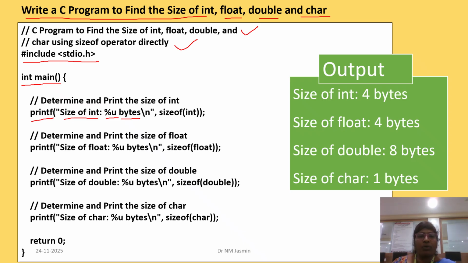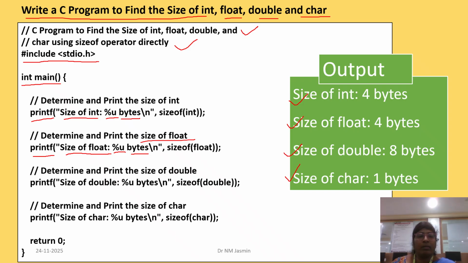Similarly, I want to have the size of the float. For the size of the float, take the printf, and in the double quotes write size of the float, and this is also an unsigned value. That is the reason for %u, and the unit is bytes here. The \n represents that we are getting the output line by line.